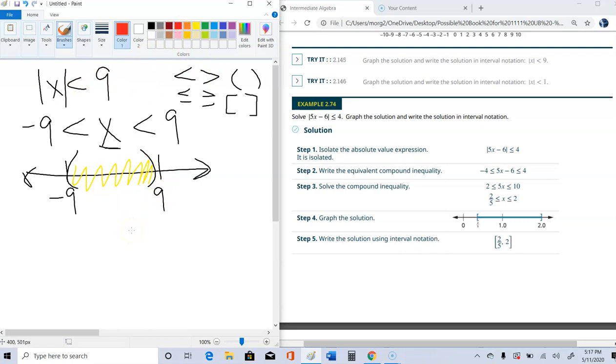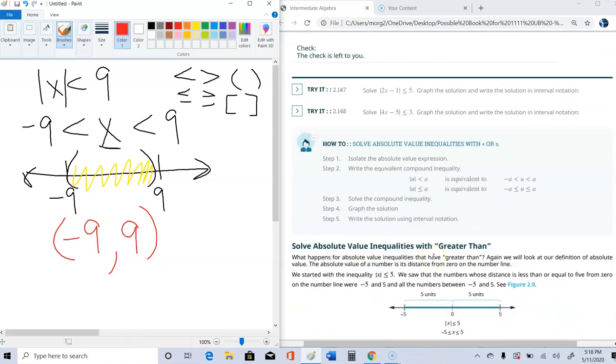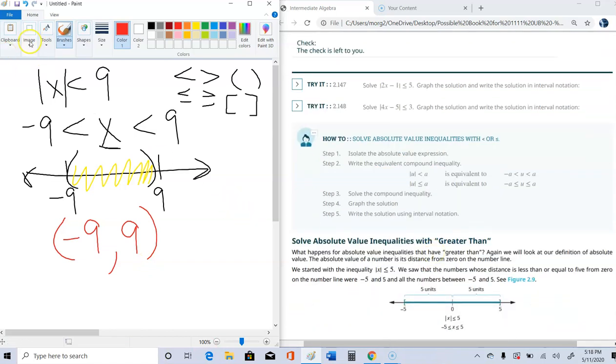Now, the last step is to express our graph in interval notation. So it's the same as what's on your number line, same parentheses and same numbers. So this is your answer in interval notation. Let's look at another example.